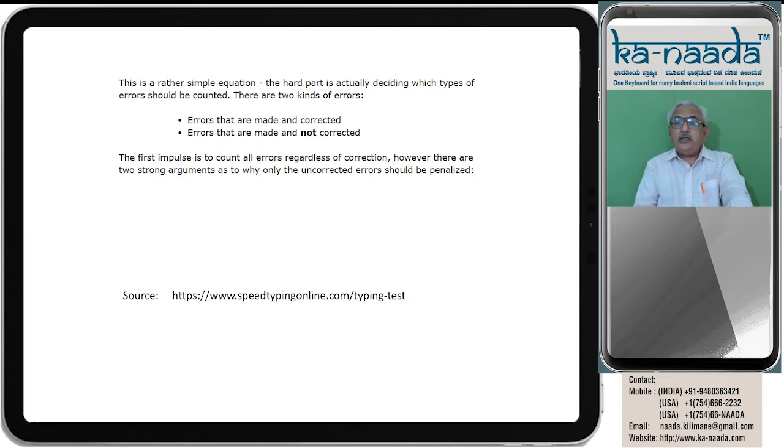The hard part is actually deciding which types of errors should be counted. There are two kinds of errors: errors that are made and corrected, and errors that are made and not corrected. So both have to be accounted for appropriately in calculating the words per minute figure.